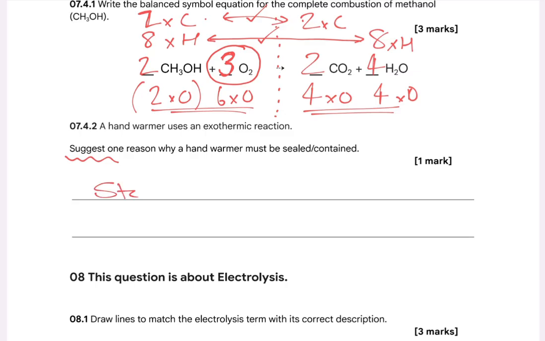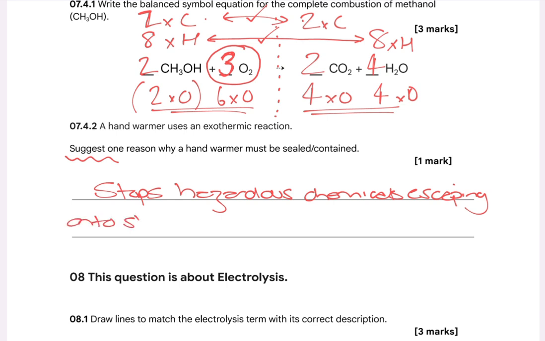It stops hazardous chemicals escaping and therefore potentially damaging your hands. Okay, so it stops hazardous chemicals escaping onto skin, or simply stops hazardous chemicals escaping the actual hand warmer, so it essentially doesn't get damaged. So that's a perfectly valid reason.